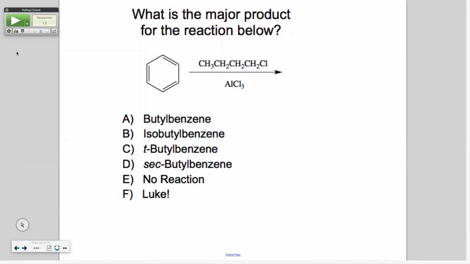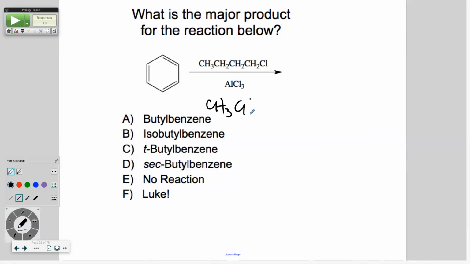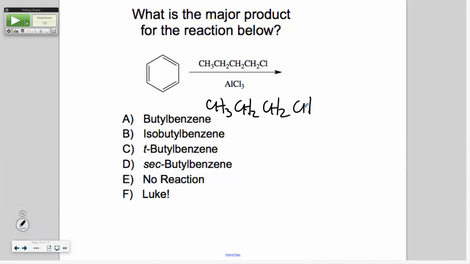Okay, so what is the first carbocation that you're going to get off of here? Hang on. CH3, CH2, CH2, CH2 plus, right? Then you're going to have this. That's your counterion. Okay? Do you get some butylbenzene? Yeah, you do, but that ain't your major product.